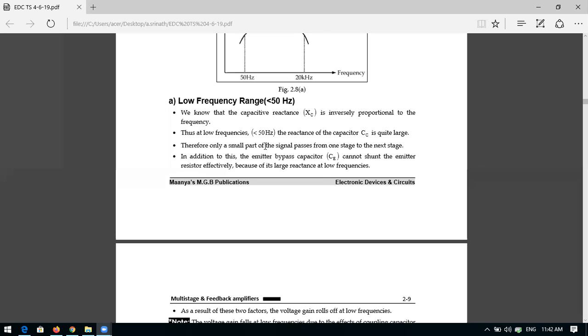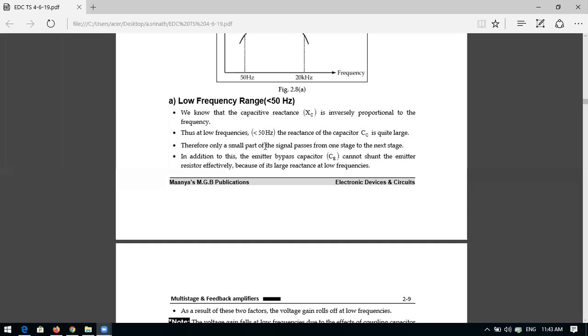Xc is more, which means capacitive reactance is more. That is, the resistance offered by the capacitor is more. So what will happen to the current flowing? The current flowing in the circuit is less, so the voltage is also less. So what will happen? Voltage gain also reduces in the low frequency range. That is the reason the gain will fall in the low frequency range.